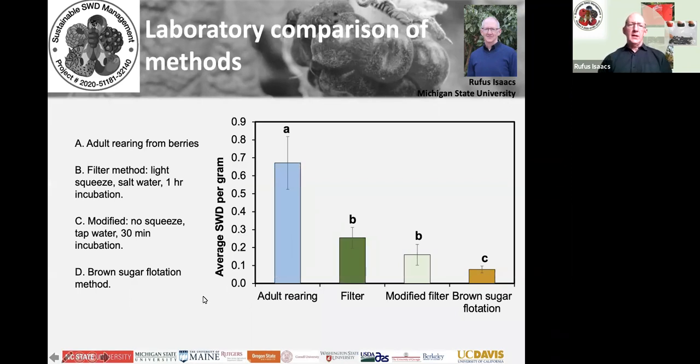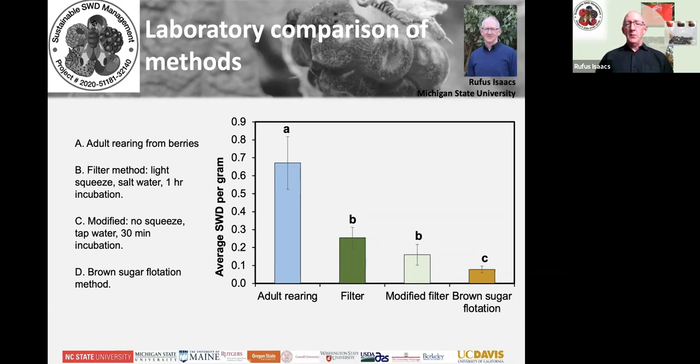Another piece we've looked at here is the likelihood of getting a spotted-winged Drosophila out of some different methods, again, to compare the filter method that we've modified with the adaptations I just described compared to the standard one. So those are the two greens. And in here, we see very similar levels of spotted-winged Drosophila larvae per gram of fruit.